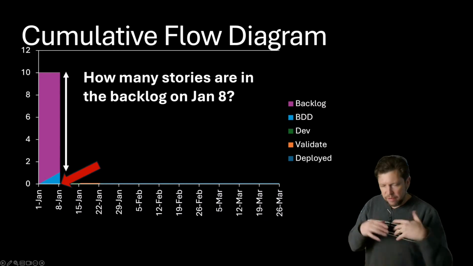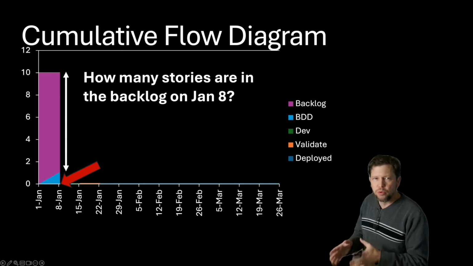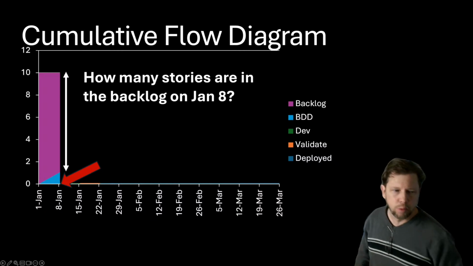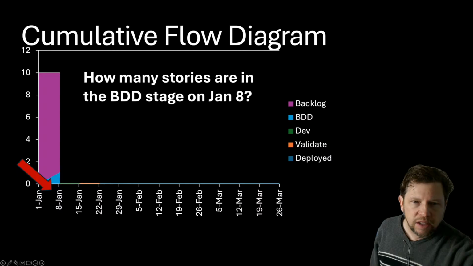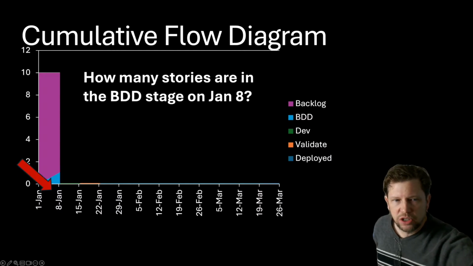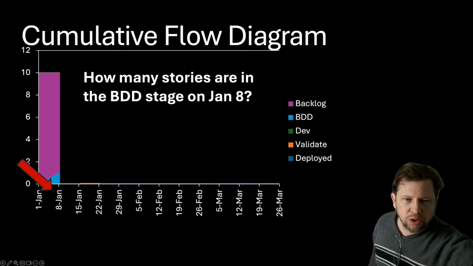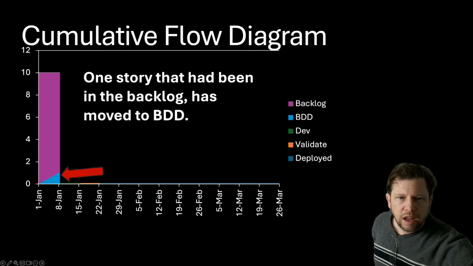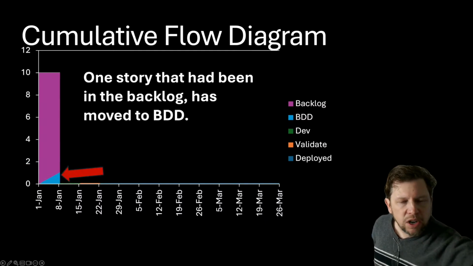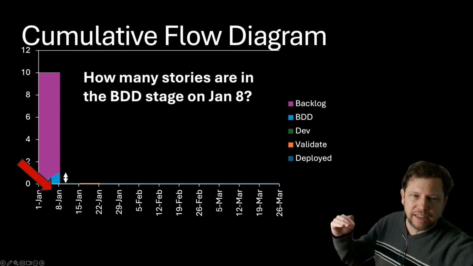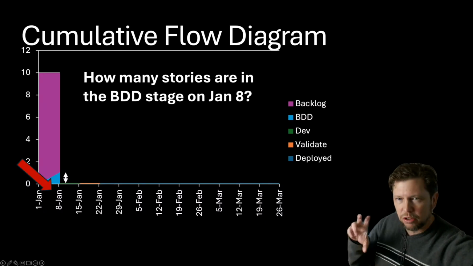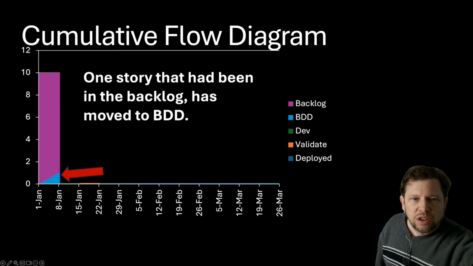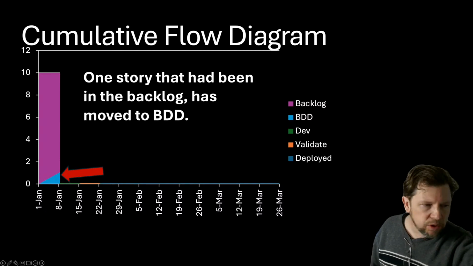I know that if you've worked with these before, this may seem rather pedantic, but I want to go through it because if anybody doesn't understand what these things represent, it will become important when we start looking for bottlenecks in a minute. Okay, so how many stories are in the BDD stage on January 8th? Well, we're right between that 0 and 2, so we've got 2 stories in the BDD stage. So we're measuring the height there. How high is this? That is how many stories are in that particular stage, represented by the color at that particular point in time. So one of the stories that was in the backlog has now moved to the BDD stage.